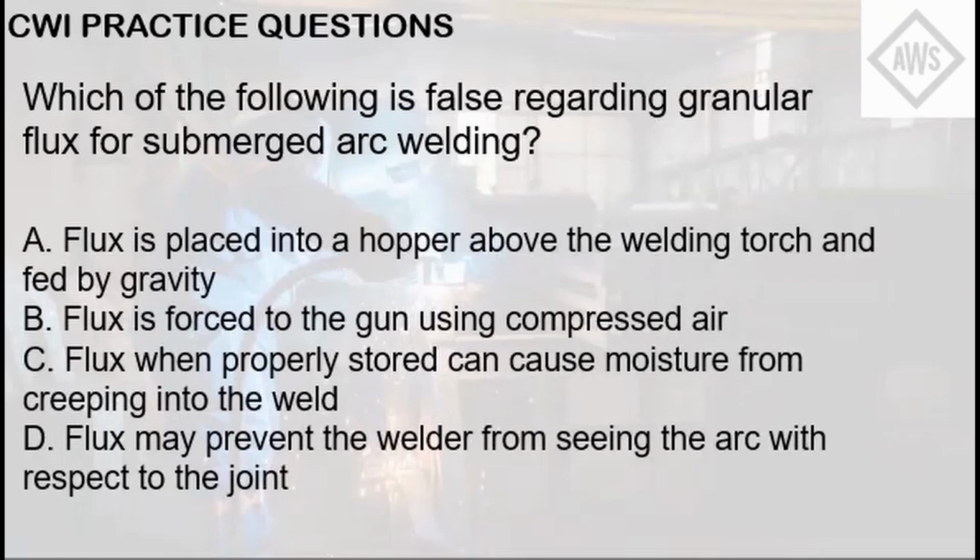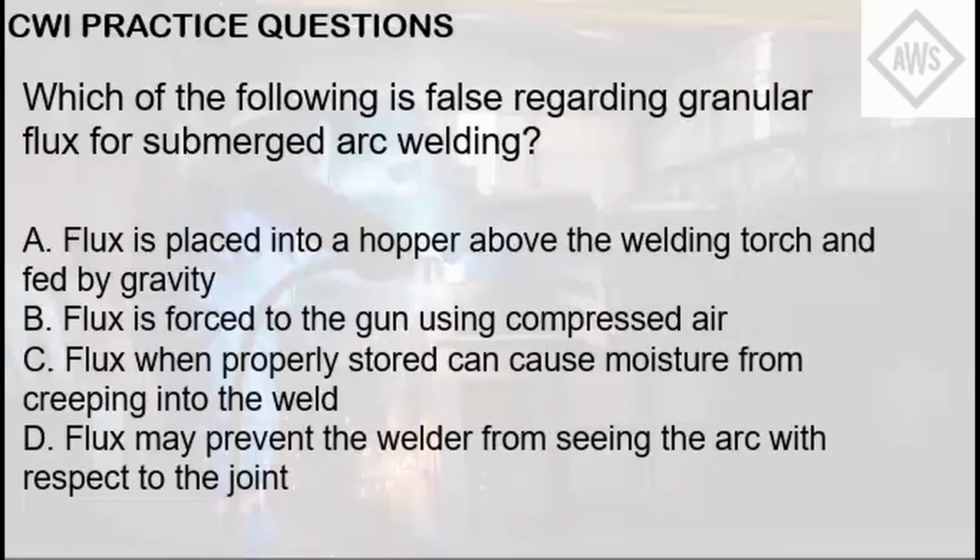So flux is placed into a hopper above the welding torch and fed by gravity. This is true because the flux is fed into the hopper above the welding gun, and as it falls through the hopper, it falls down to the weld arc itself, or the base metal to be joined. It just falls through gravity by the hopper. The flux is forced to the gun using compressed air, so that is true as well. For it to be loaded into the welding gun, the machine uses compressed air.